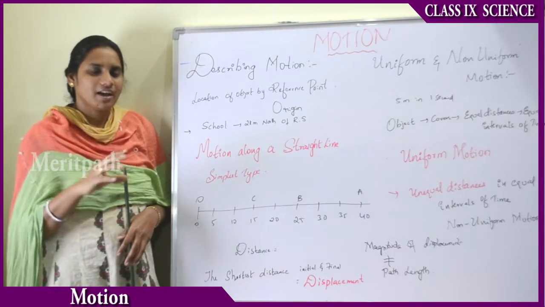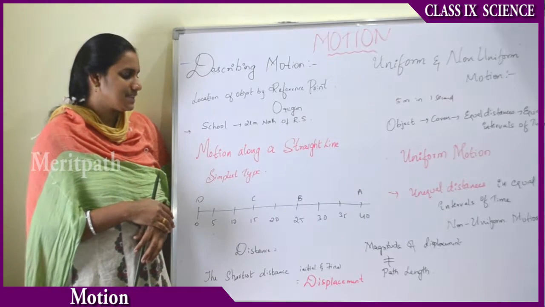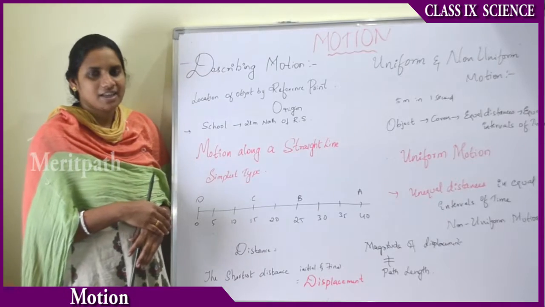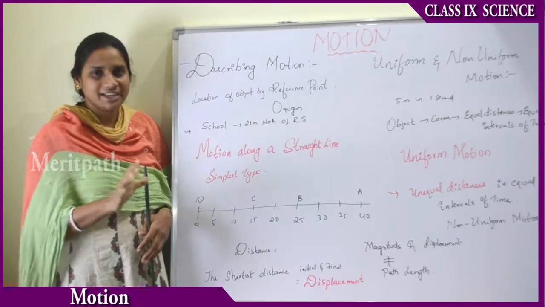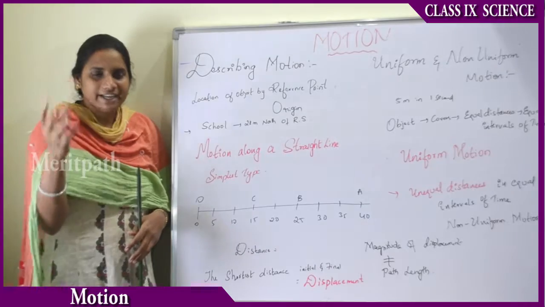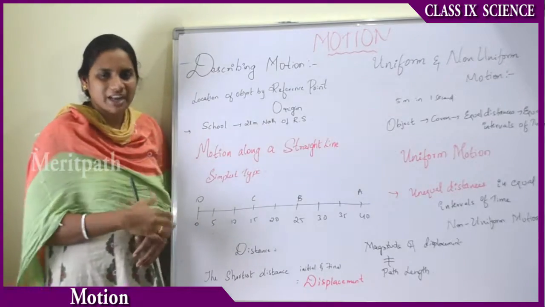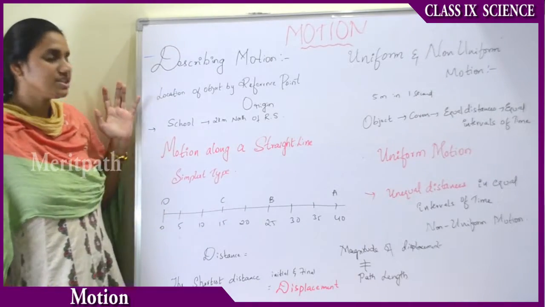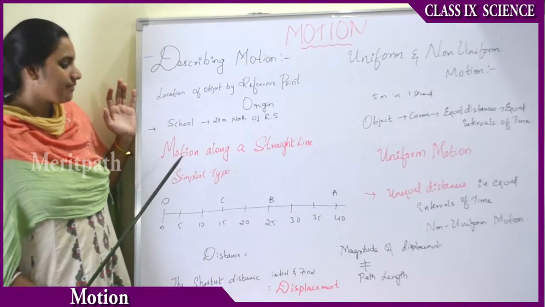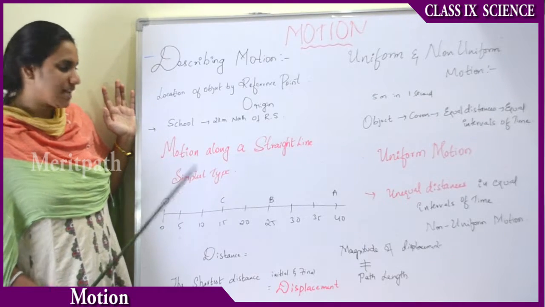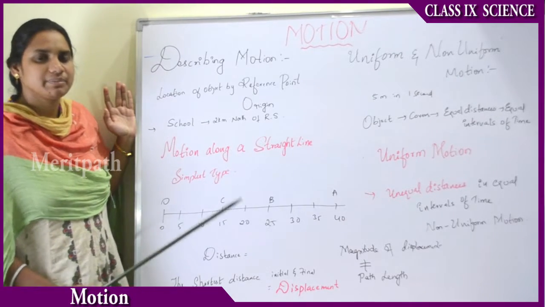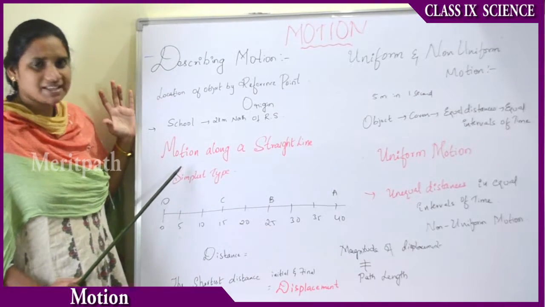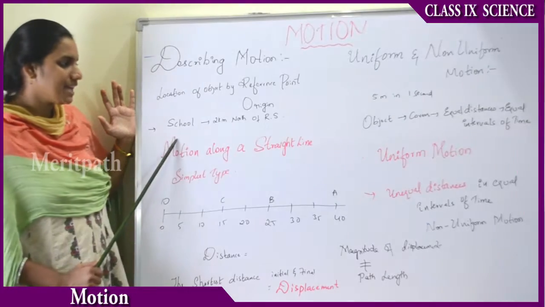One more example I want to give is, for example, let us take Birla Mandir. It is opposite to the Secretariat, right? That means the Secretariat is the reference point for the Birla Mandir. Let us see how to describe motion. I have taken a good example: the Secretariat is the reference point for the Birla Mandir, right?